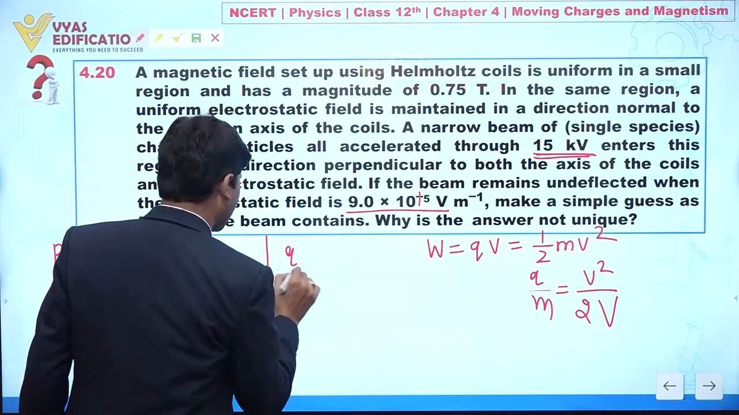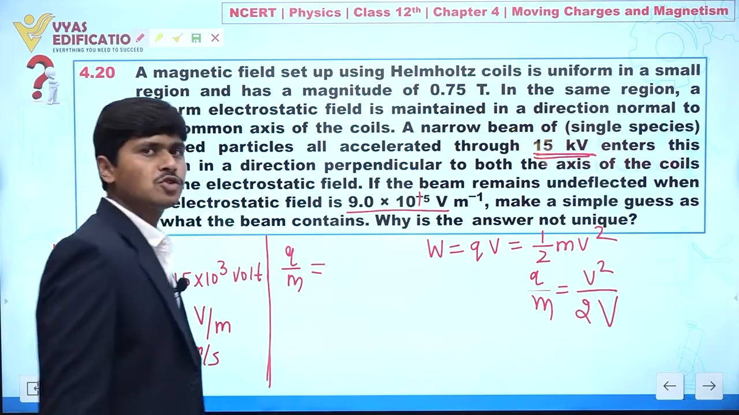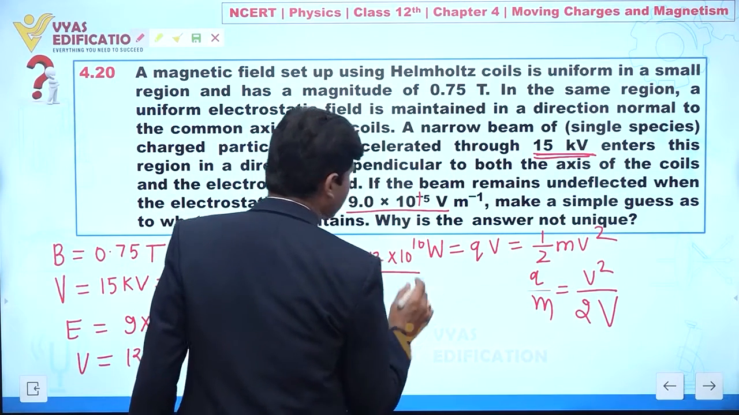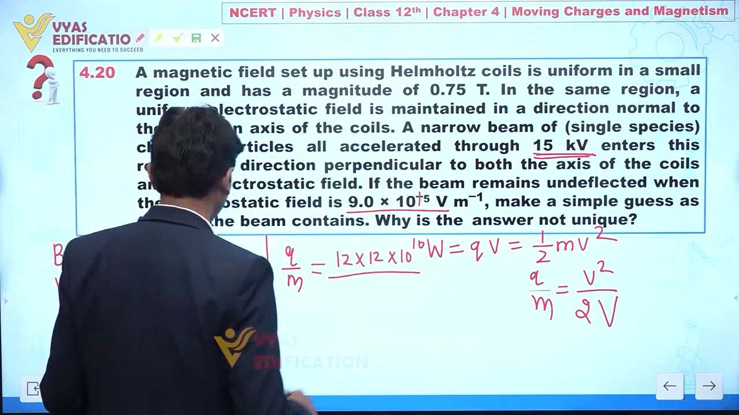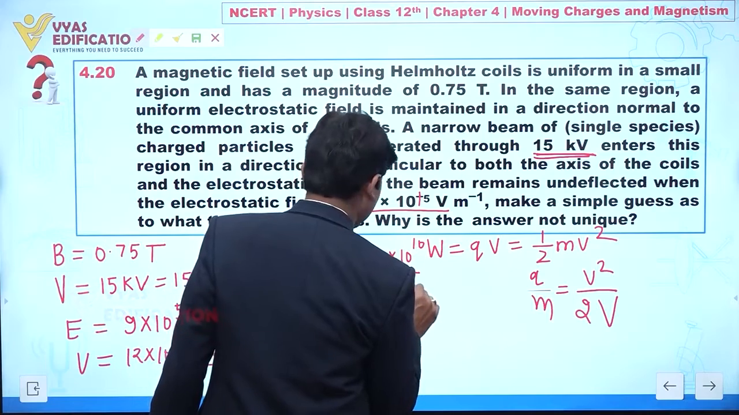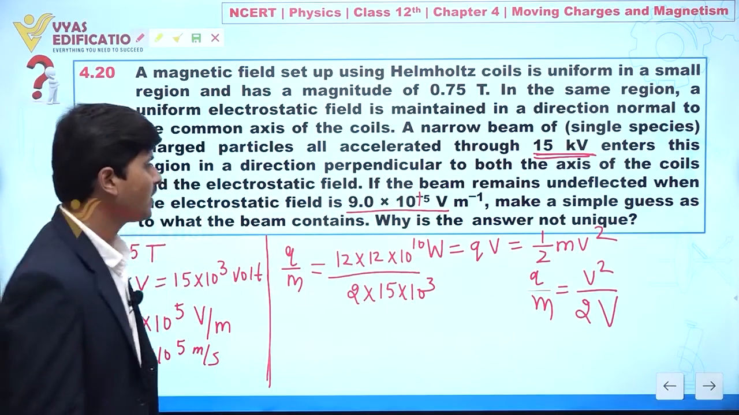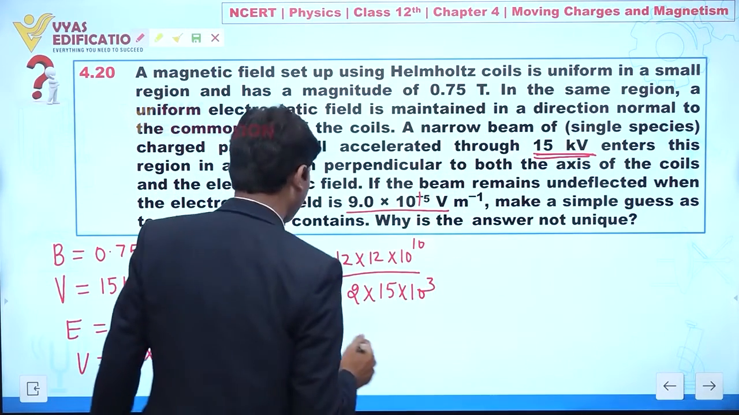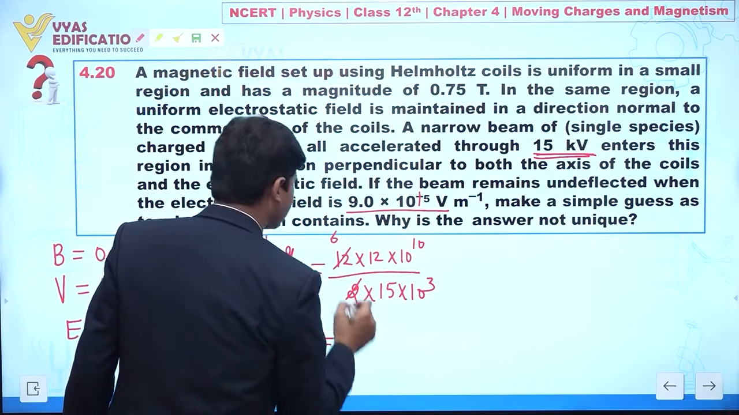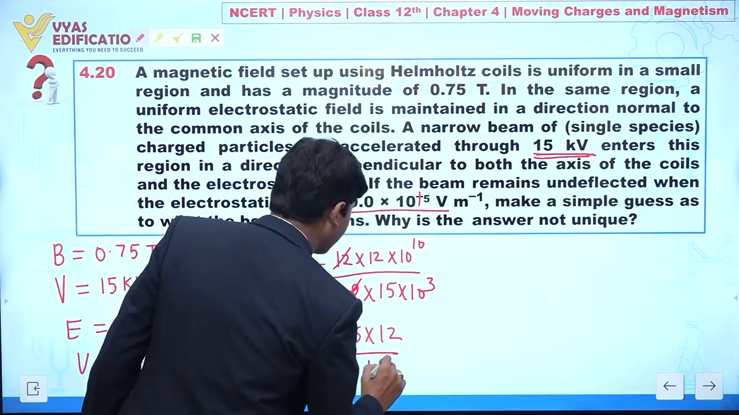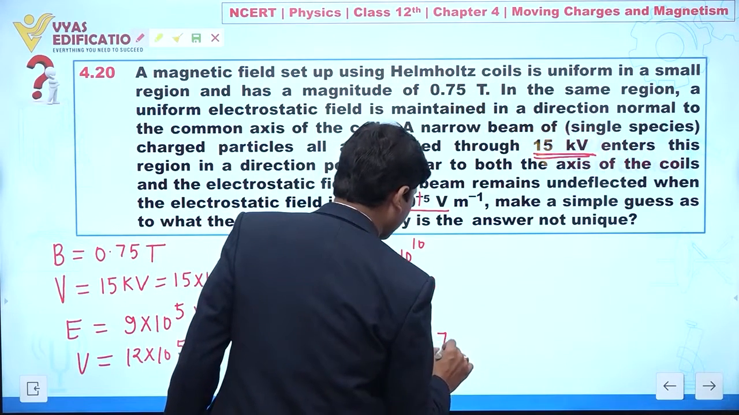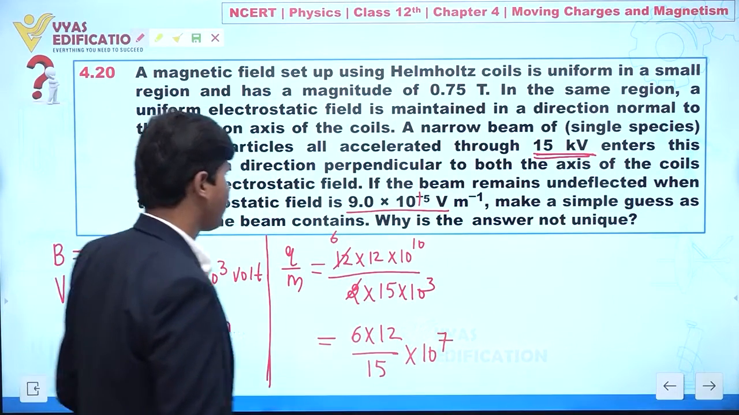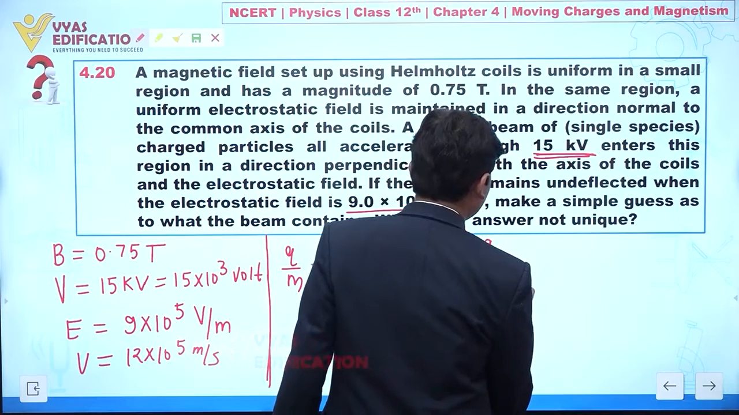So the value of Q by M is given by v square. The velocity is given to you, 12 into 10 to the power 5, so v square is 12 square into 10 to the power 10. Clear? And it is divided by 2 multiplied by V, so 2 into 15 into 10 to the power 3. Clear everyone? So from here we can write this. This one we have 6, so 6 into 12 divided by 15, and this is 10 to the power 7. So Q by M is equal to this.